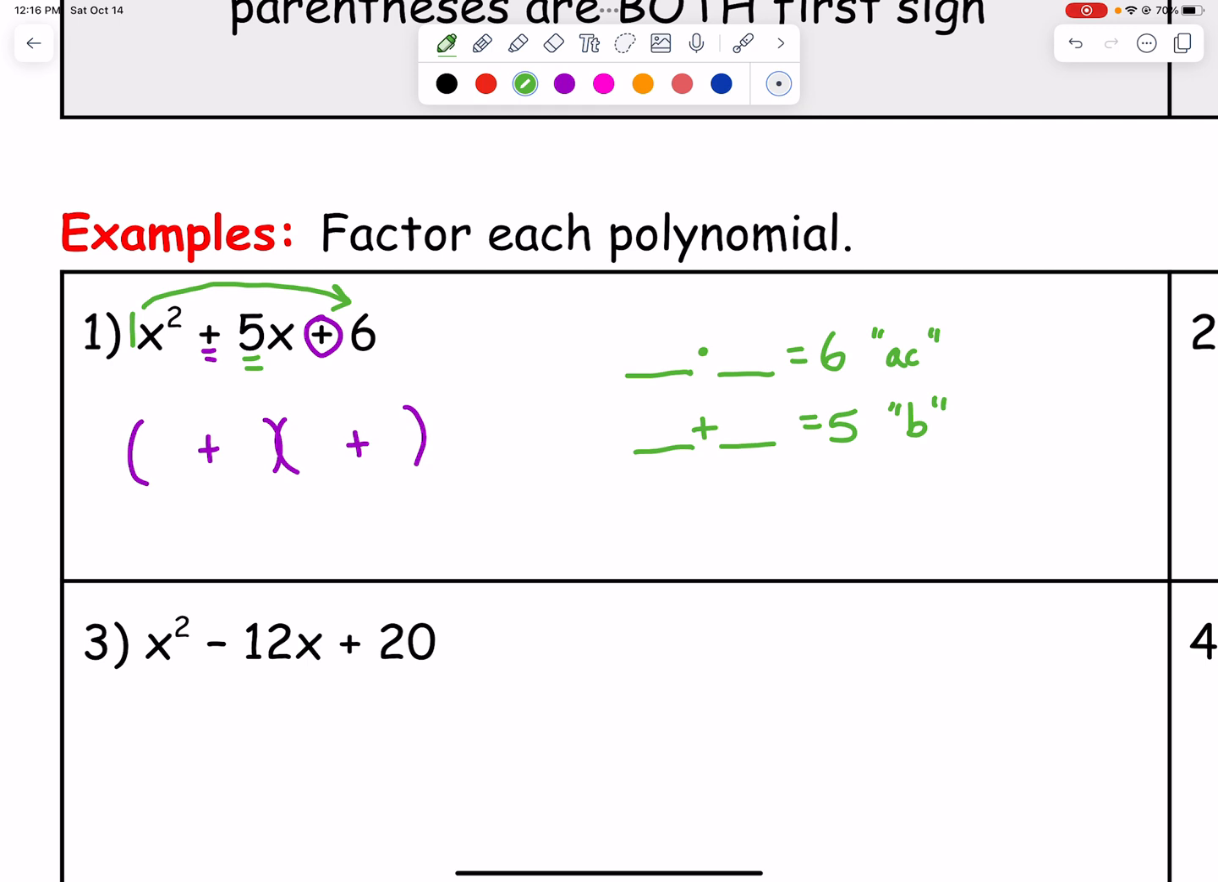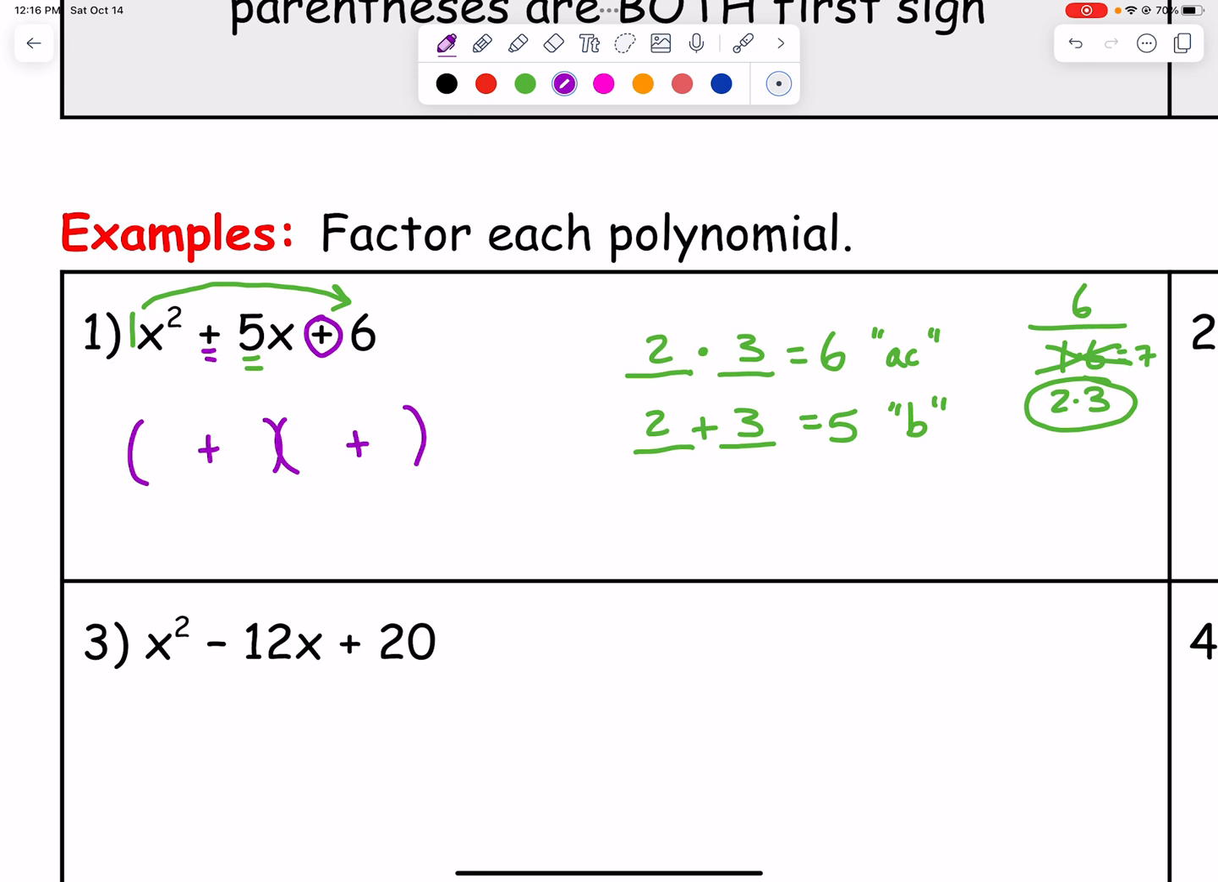So 6 comes from a few things. 1 times 6 would give us 6, and 2 times 3 would give us 6, because we know they both have to be positive, so we're not worried about negatives right now. And then 1 plus 6 would equal 7, so then those two won't work. So 2 times 3 are the ones that work. And there won't ever be more than one pair of numbers that truly work for your factors, so you want to make sure you get the right ones.